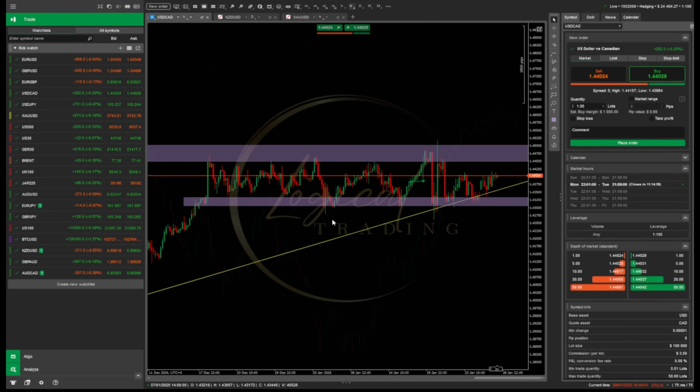If I was looking for a trade, see all these areas here where it came out with a green candle, came out with a green candle, you go long. Now it goes long, hits the resistance, comes back down. Goes long, hits resistance, comes back down. Every single time it comes out of there, you want to go long.